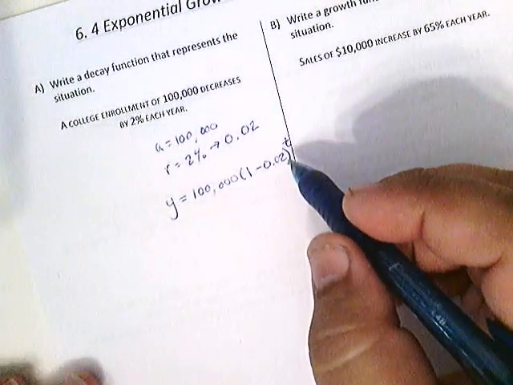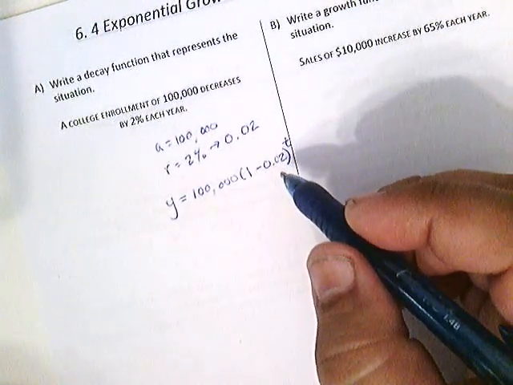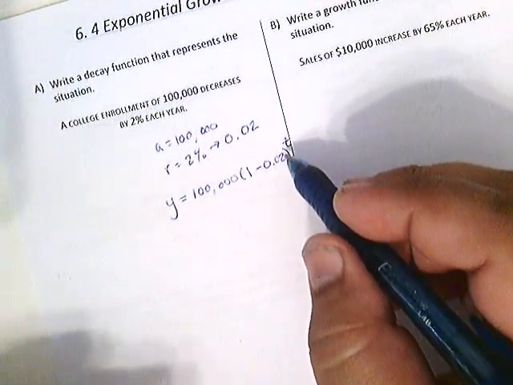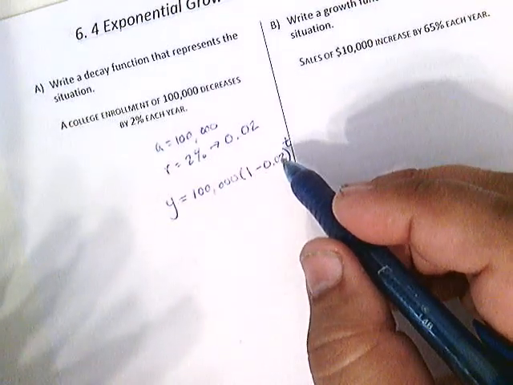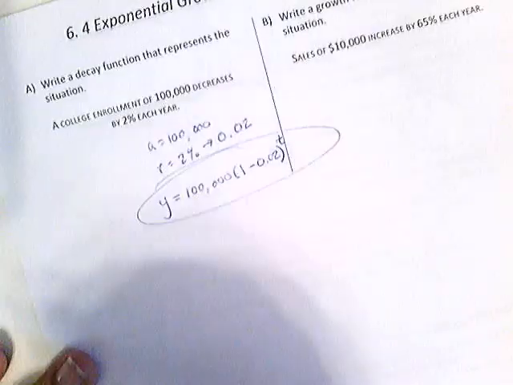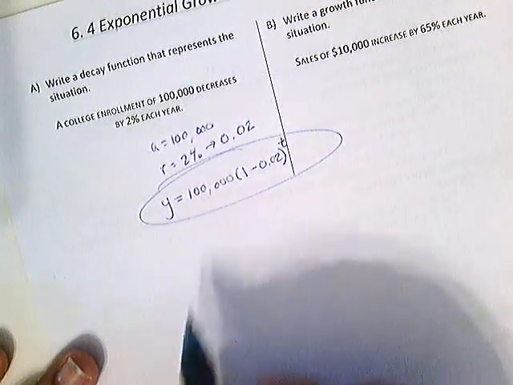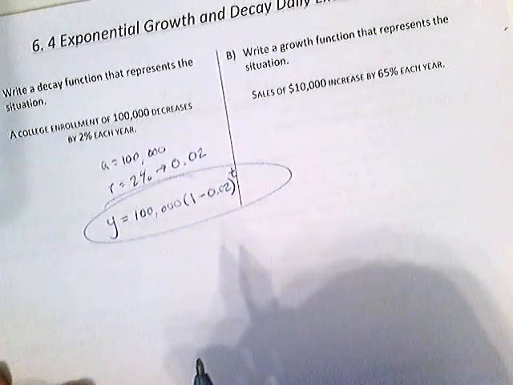Now, we were using the x, but in this particular case, because we're talking about growth and decay, t is our x. That's our time. Okay? And basically, that's it. There's really nothing to do here. They just want you to know how to write it.